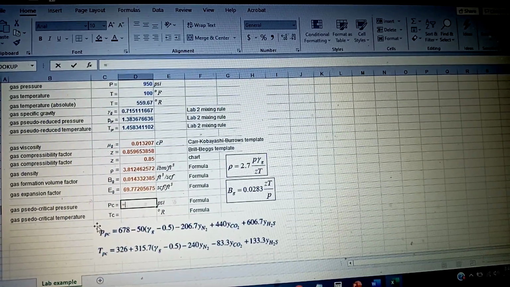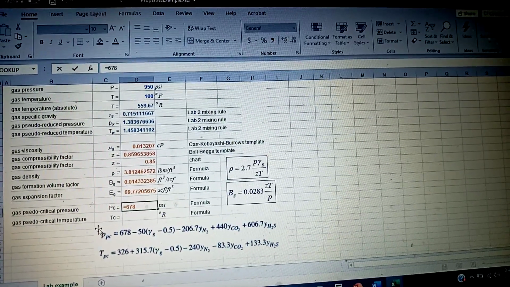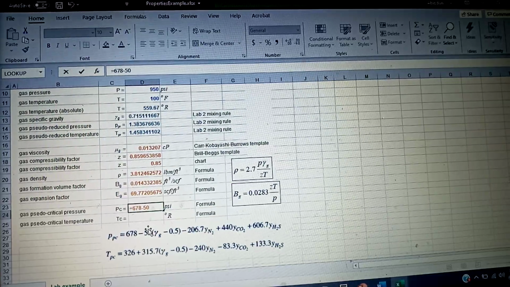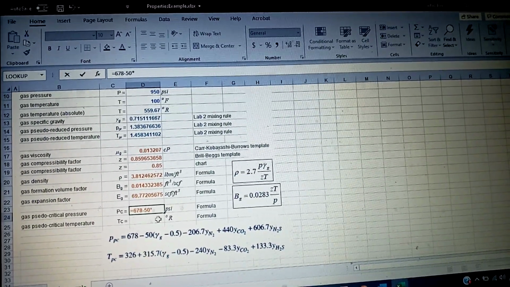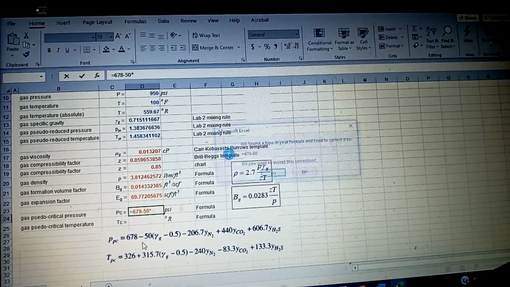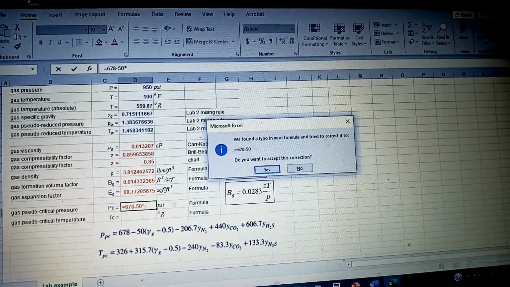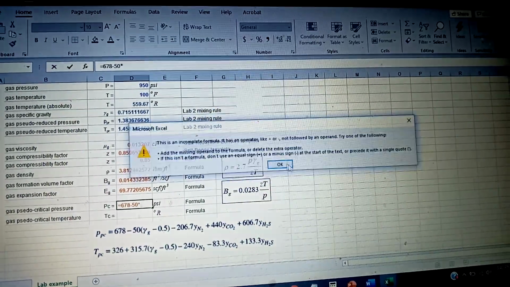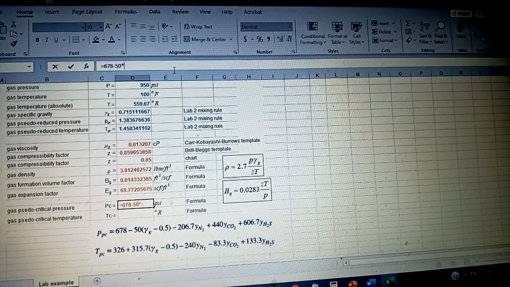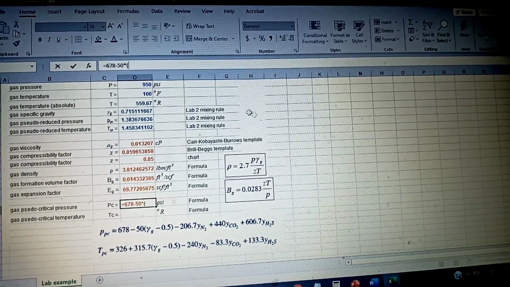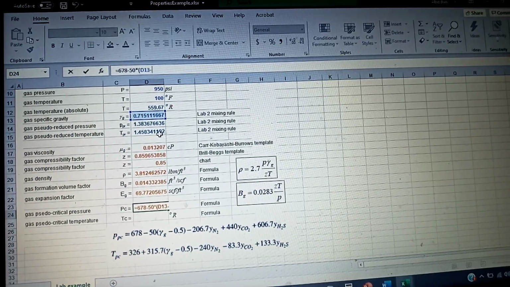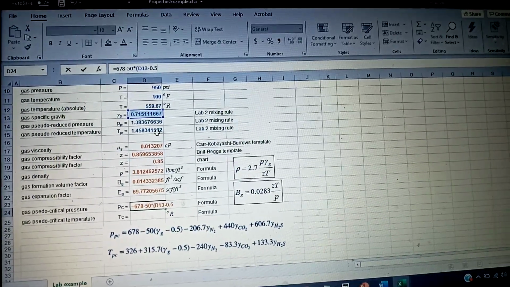You have 678 minus 50. Now see, you have a bracket open there. You can't just open the bracket. You have to first of all multiply, star. If you don't put the multiplication sign, it will give you an error. So multiply them before you open the bracket. Now I'm going to open the bracket. I did something wrong there. Okay. I'm going to open the bracket now. 50 star open bracket, then gamma, which is the specific gravity, so I'm going to click on that, minus 0.5. Then I close the bracket now.